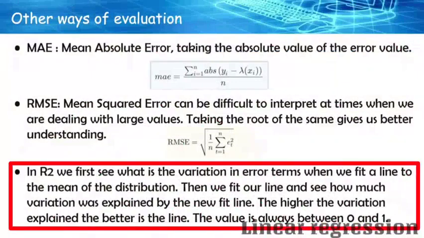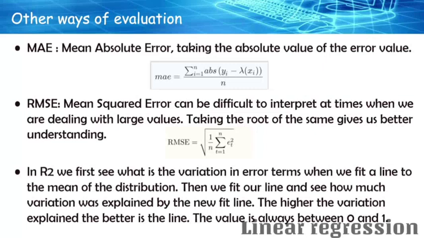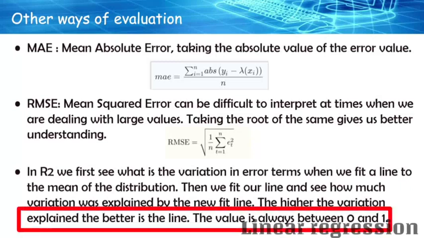Okay. So in R square, we first see what is the variation of the error term, basically how much it deviates when we fit a line to the mean of the distribution. Then we fit our line and see how much variation was explained by the new fit line. So we fit a line, then find R square, again an iterative process. Then we fit a new line and see the variation with respect to the new line. The higher the variation explained, the better the line. The value is always from 0 to 1, which is like a percentage.